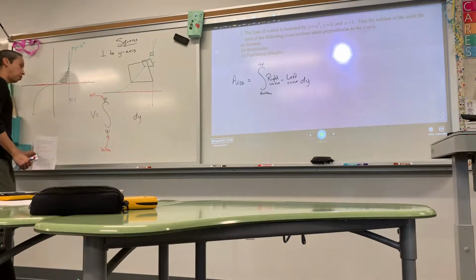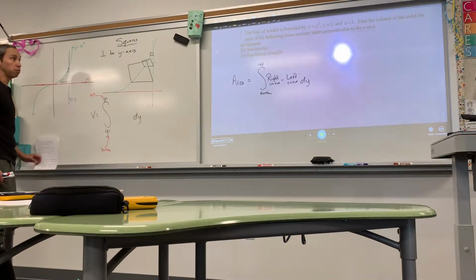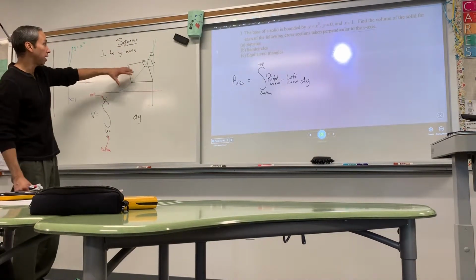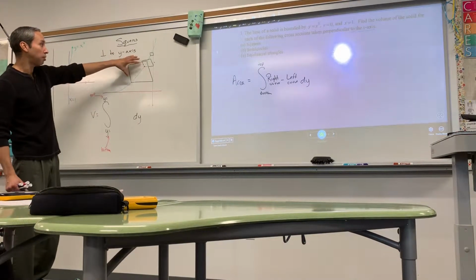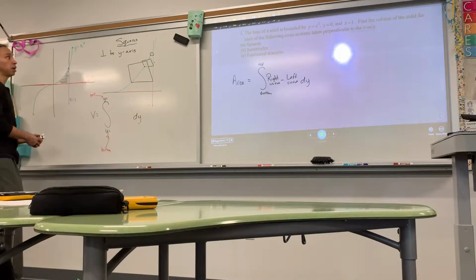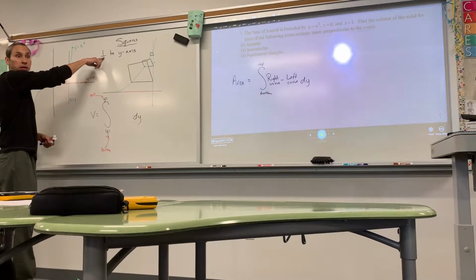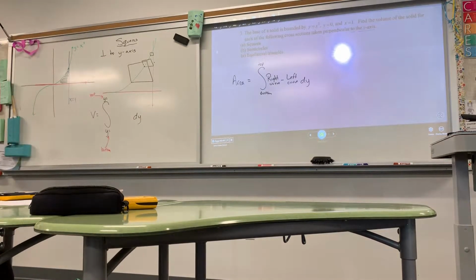Okay. So now I'm going to go ahead and do the volume of this graph right here. I'm sorry, the volume of this three-dimensional object with squares popping out. Do you guys know what this symbol means? Perpendicular. Perpendicular to the y-axis. Exactly right.